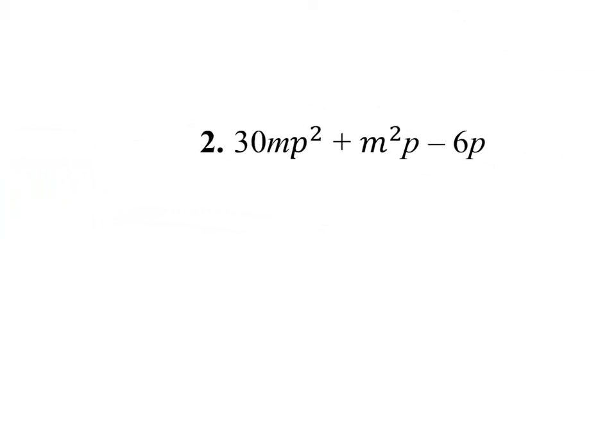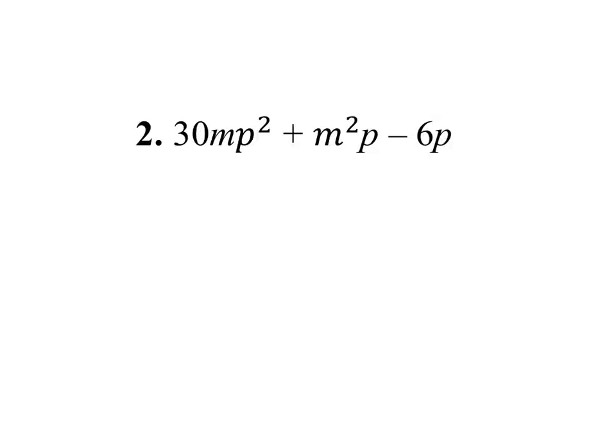For this one, there's 3 terms, but the same rule will apply. I'm going to go through and see, based upon all my numbers, which is a 30, an invisible 1, and a negative 6, can I divide anything? And I can't because of this 1. There is not going to be a greatest common factor of a number on this one.